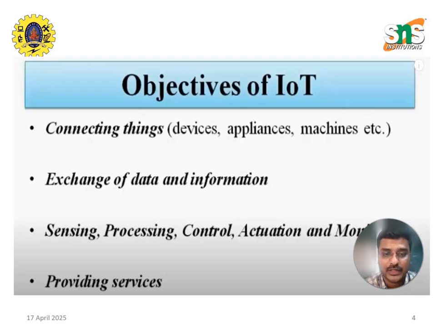With the help of the internet, many smart devices are available to interconnect a number of devices and exchange data. The main purpose of IoT is to exchange data and share information from one device to another: the sensing and processing, control, activation, and monitoring, providing services to easily serve people from one place to another.